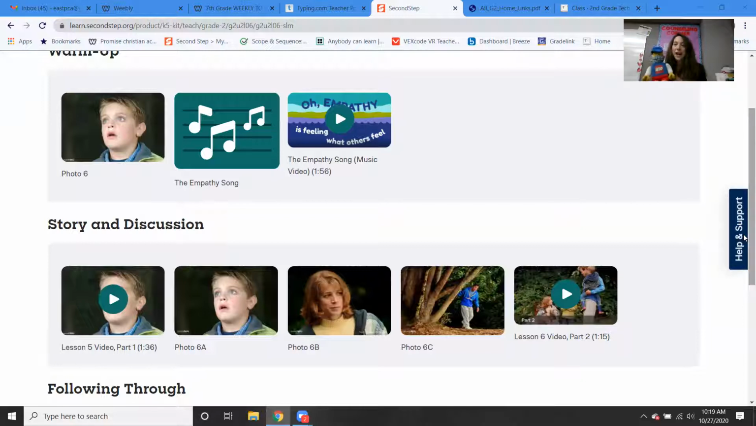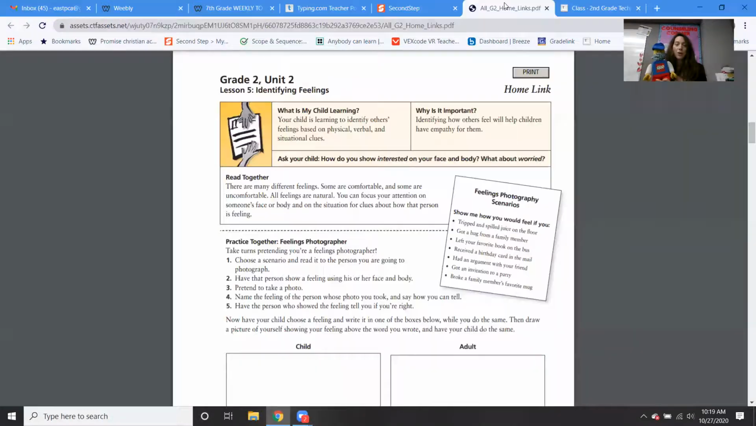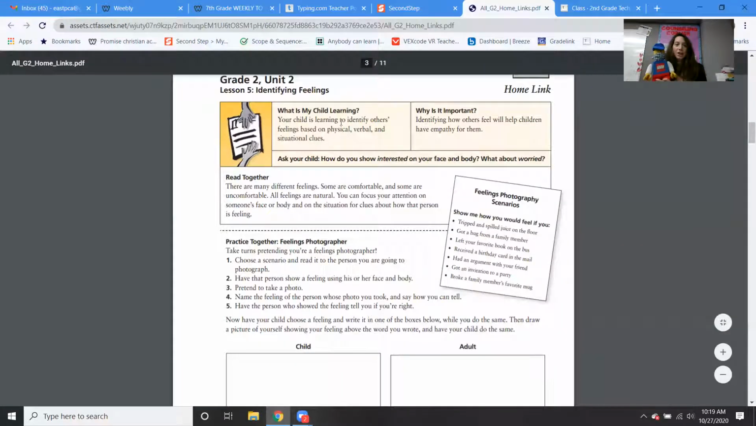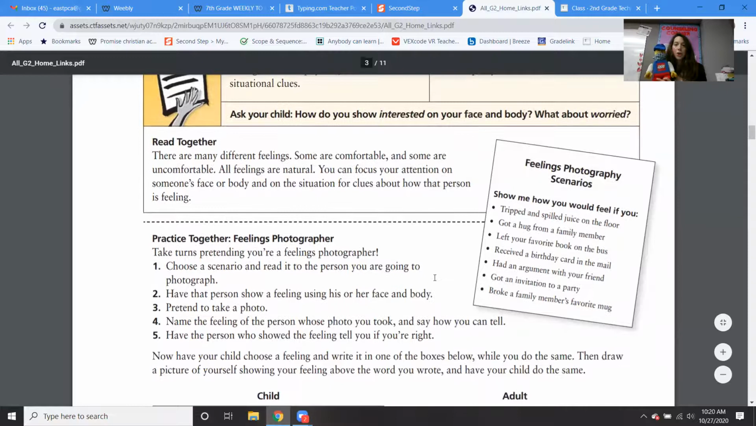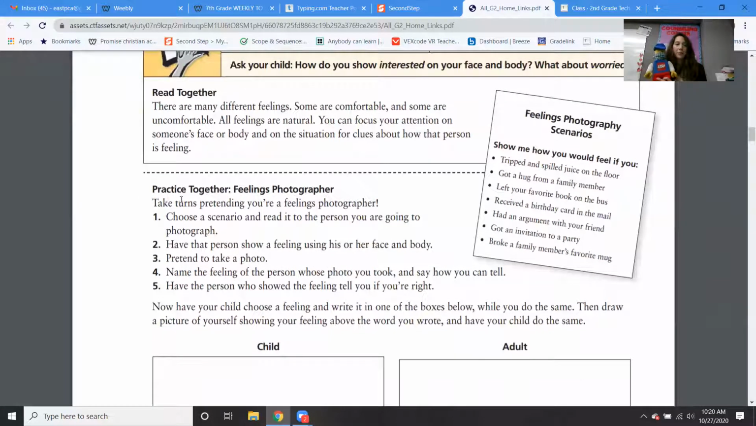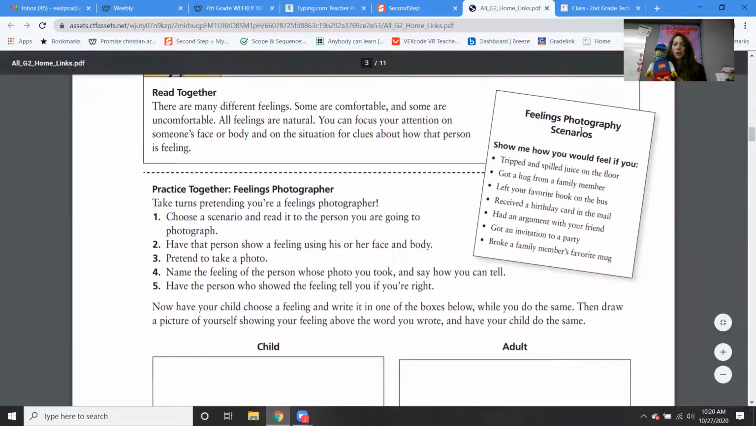Okay, so your assignment for this week is going to be this sheet. So it says identifying feelings. So I'll make it a little bit bigger. So this is what's going to happen, where you're going to pretend that you're a feelings photographer. And you're going to choose one of the scenarios over here.